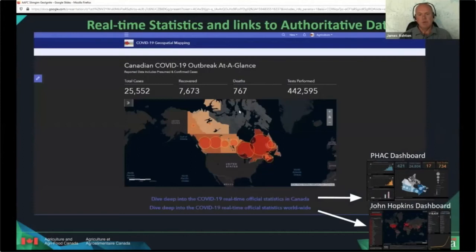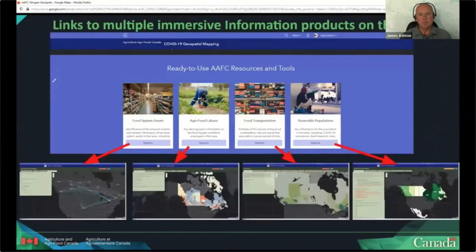As well too, we provided links to the PHAC dashboard once it came online, and as well the Johns Hopkins dashboard to get the world view of the situation. We then worked with our policy analysts and program analysts to really define 4 different streams that we were going to tackle to provide executive briefings on: food system assets, agri-food labor, food transportation, and vulnerable populations.